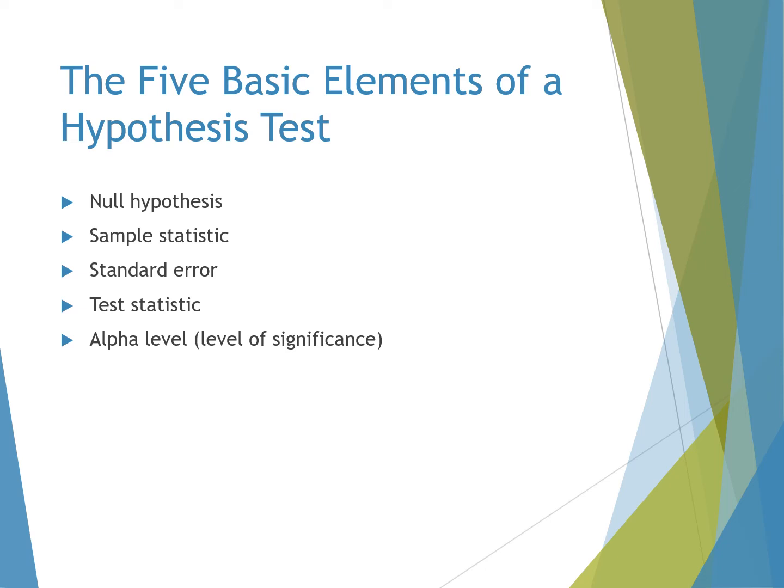The alpha level or level of significance is the criterion for interpreting results. How likely are we to accept results by chance? When we decide it's extremely unlikely that we found these results by chance, then we call it significant. Often we use 0.05 as a cutoff, and the p-value must be less than our cutoff or alpha level of 0.05 in order to call a result significant.